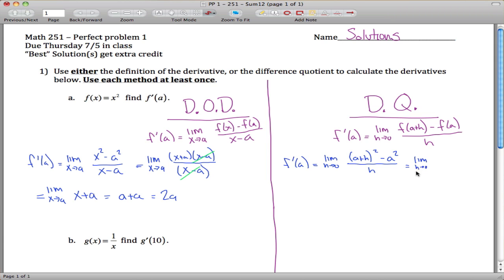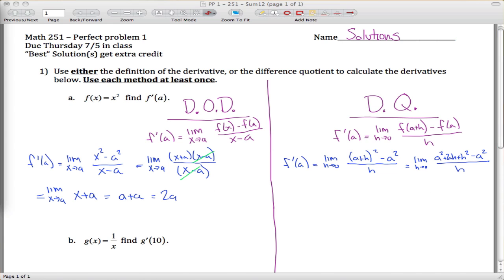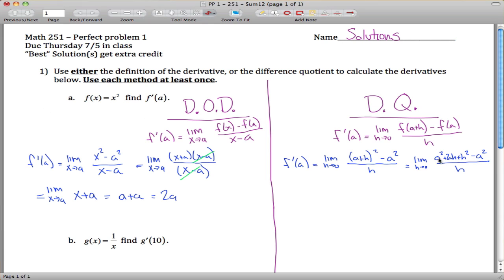But there's hope. We can do some algebra here. See, if you expand this all out, if you FOIL a plus h times a plus h, you get a squared plus 2ah plus h squared. That's this. And then we have to subtract a squared from that. That's this. And divide that by h. The advantage to expanding that all out is this a squared and this minus a squared cancel each other out. And so what we get is this is equal to the limit as h approaches 0 of 2ah plus h squared over h. We still can't evaluate this limit.